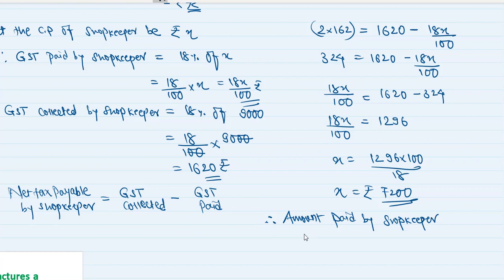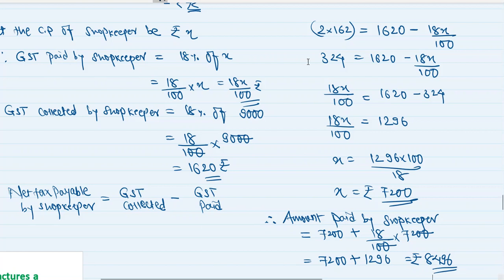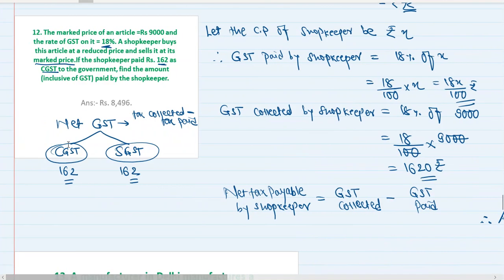therefore amount paid by shopkeeper is equal to 7200 plus 18 upon 100 into 7200. So 7200 plus 18 multiplied by 72. 18 multiplied by 72 is 1296. Yeah, we already got 1296. So it will be 8496. Rupees 8496 is the total amount paid by the shopkeeper inclusive of GST.